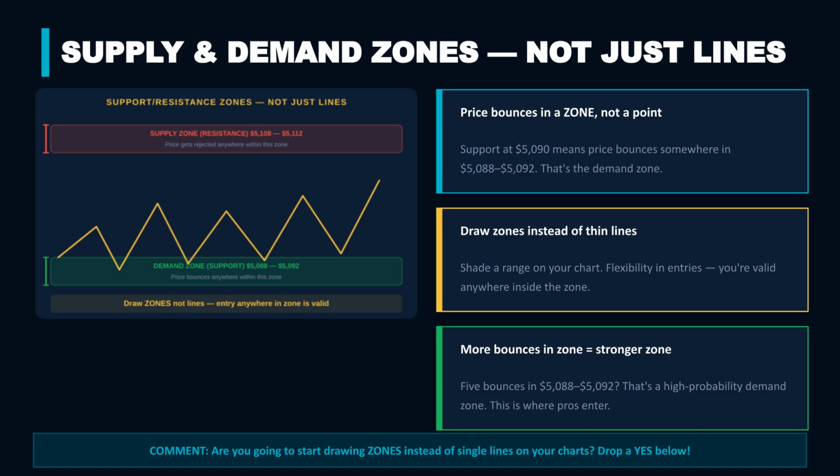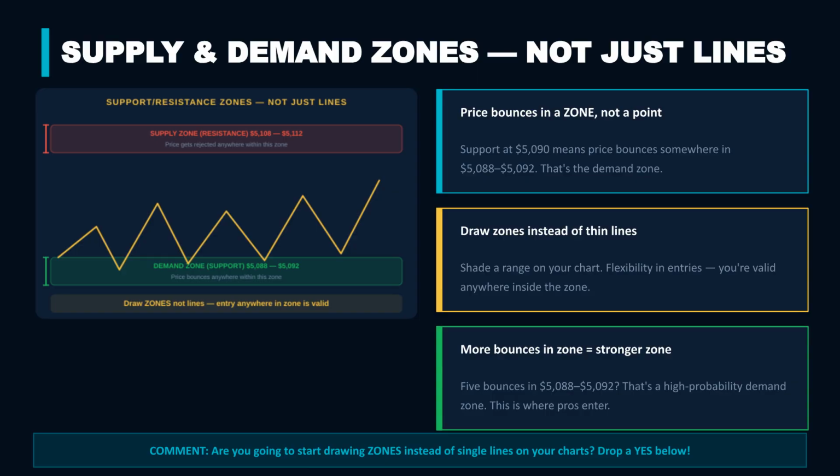Here's a refinement to what we've been talking about. Support and resistance aren't just single lines. They're zones. Price doesn't bounce at exactly $5,090. It bounces somewhere around $5,090. Maybe $5,088. Maybe $5,092. It's a zone. So instead of drawing a single line, I like to shade a zone. Support zone is from $5,088 to $5,092.